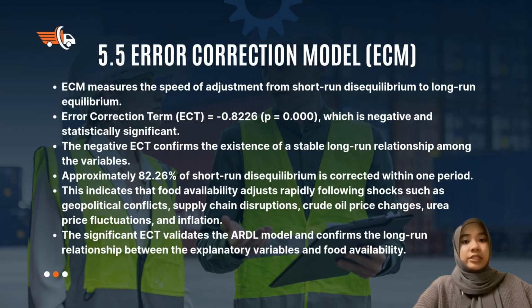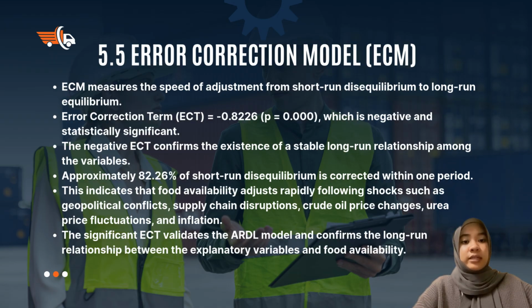Next is the error correction model, or ECM. The purpose of the ECM is to measure how quickly the system returns to its long-run equilibrium after experiencing short-run shocks. Based on the result, the error correction term, or ECT, is negative and statistically significant, with a coefficient of negative 0.8226 and a p-value of 0.000.